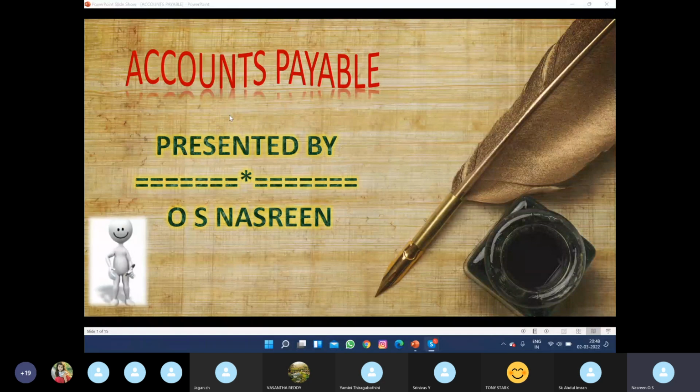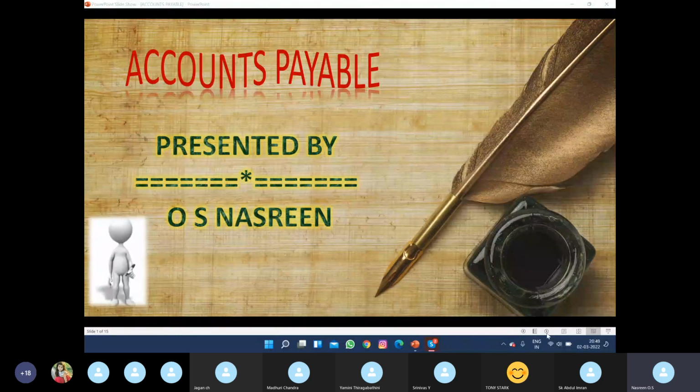So we have to maintain a record of all the transactions that take place with our suppliers. Maintaining a record becomes very important. Thus, we create the module of accounts payable and maintain all the records of the transactions that take place in our business or our day-to-day businesses. So let's understand this accounts payable concept.